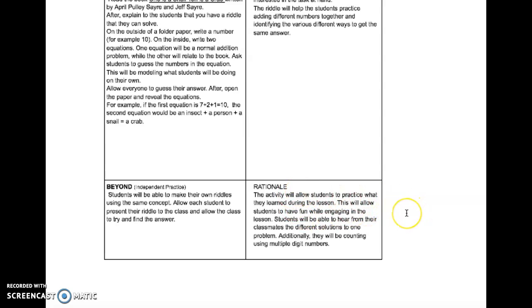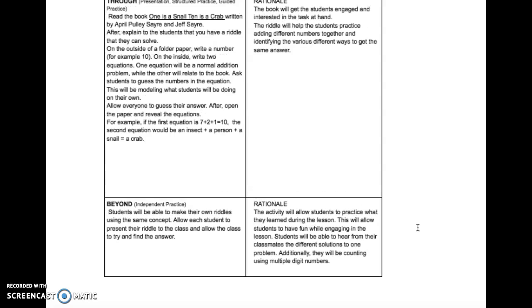The activity will allow students to practice what they learned during the lesson. This will allow students to have fun while engaging in the lesson. Students will be able to hear from their classmates the different solutions to one problem. Additionally, they will be counting using multiple digit numbers. So after this, each student is going to take their turn presenting their riddle to the class. You can listen to their answers and see how each student solves the problem.